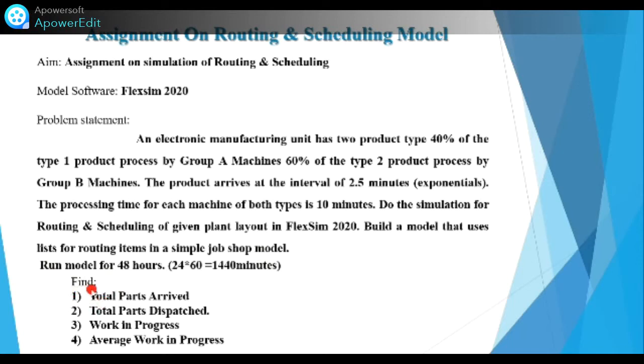Then what do we have to find? We have to find the total parts arrived, total parts dispatched, work in progress, and average work in progress.